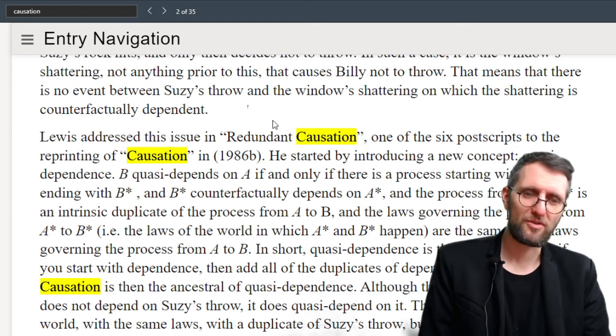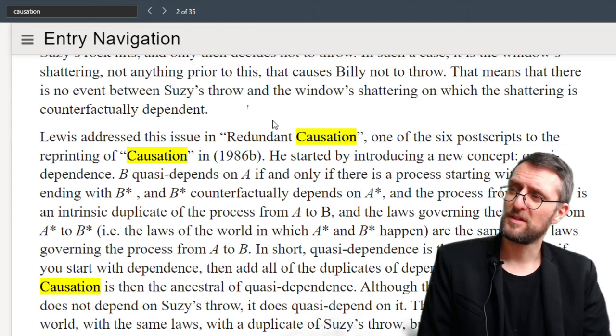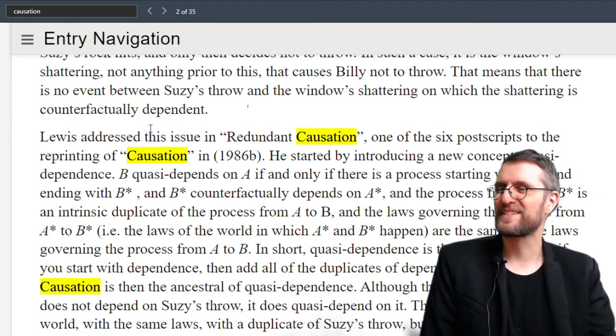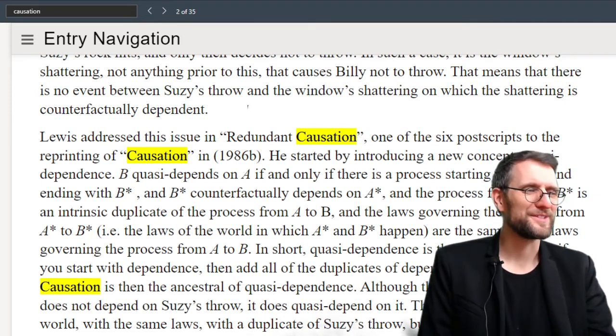Yeah, Billy just throws it, right? Depending on whether it shatters or not. And it doesn't depend on anything that happens in between Suzy throwing that or not. But why? Why are we doing this? Why is this so important?